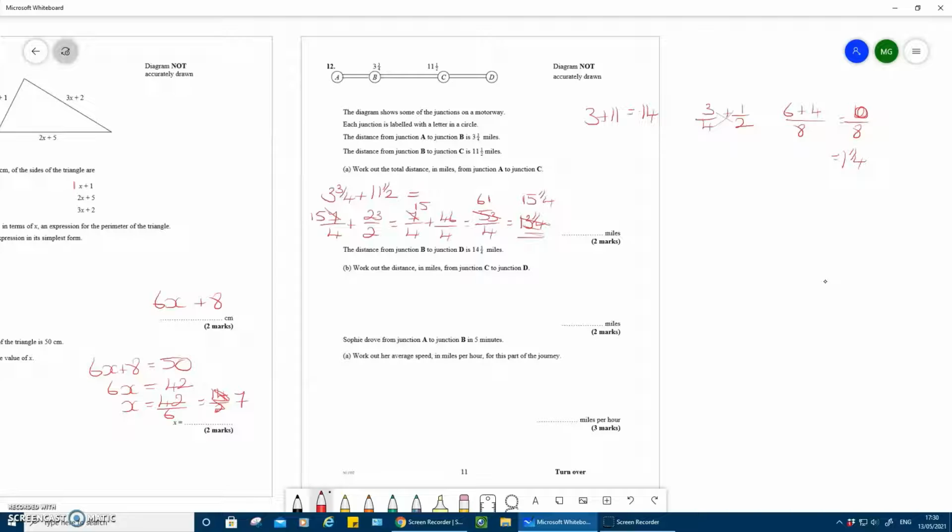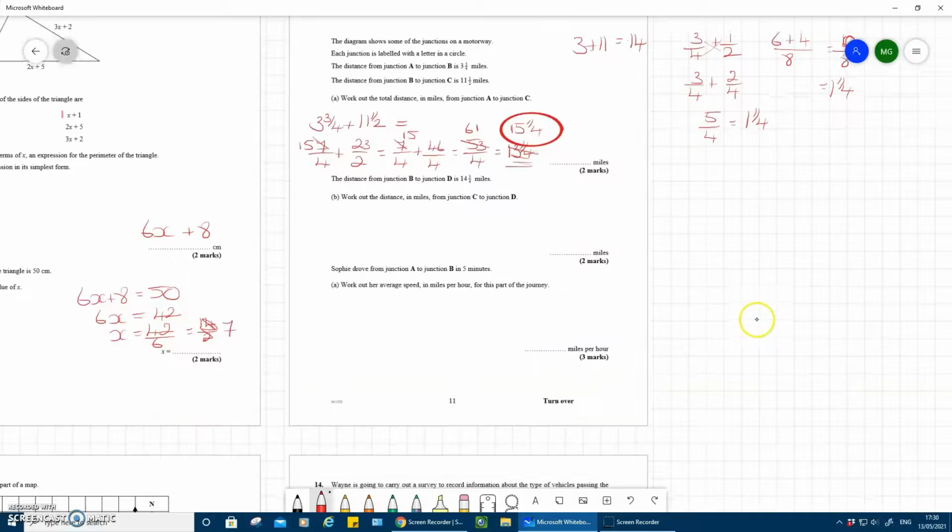So 14 plus 1 1/4 is 15 1/4. Or we could just double the second one to make it 2/4 and 3/4, which is 5/4, which is also 1 1/4. Whichever way we do it, 15 1/4.